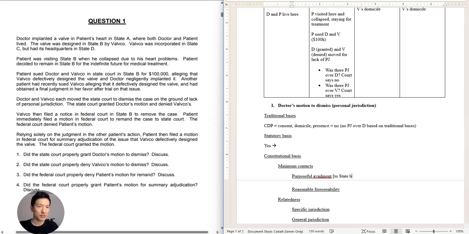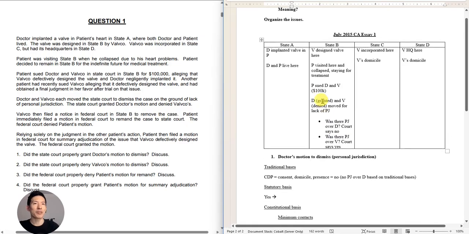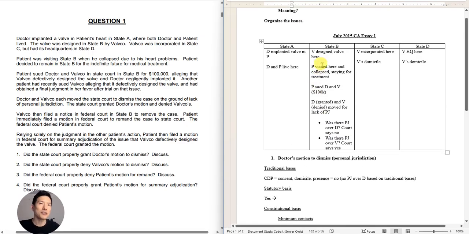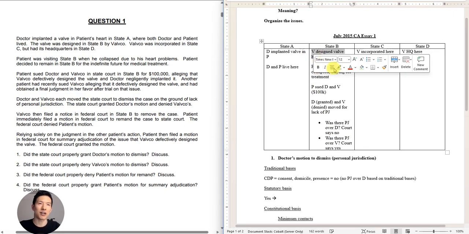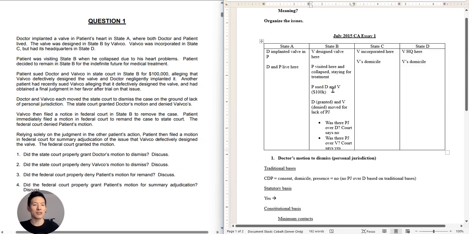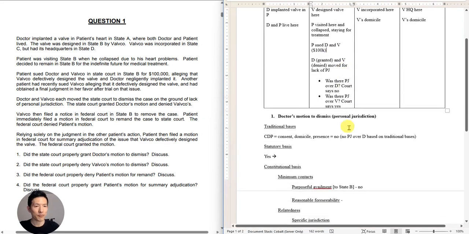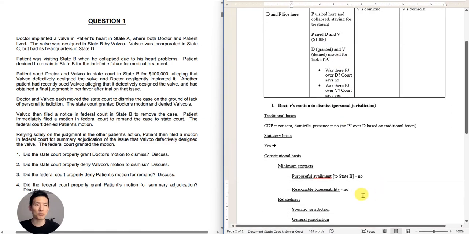To state B. So we're going to say no. Was there a reasonable foreseeability of being hailed into state B? No. The doctor, again, doesn't practice in state B. He used a valve that was designed here, but does the doctor know that? Did he know that the valve was somehow defectively designed? He probably didn't even know that it was defectively designed. So I also want to say no here. There was no reasonable foreseeability that the doctor would be hailed into state B's court.